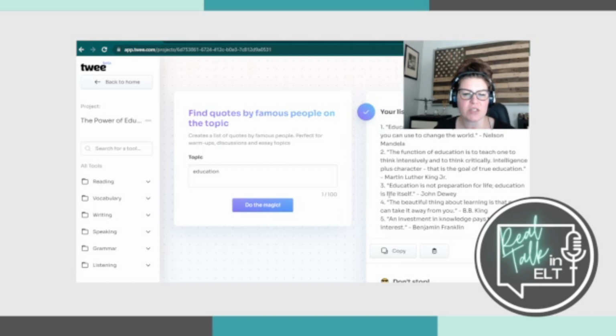All right, the next one's from Martin Luther King Jr. "The function of education is to teach one to think intensively and to think critically. Intelligence plus character, that's the goal of true education." I believe that is probably true.